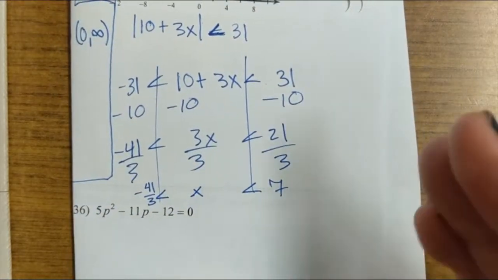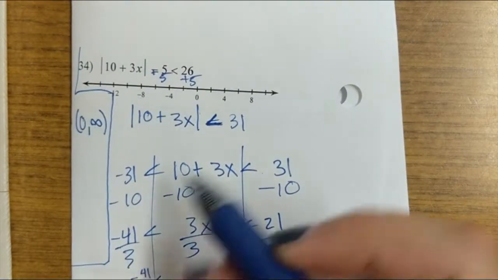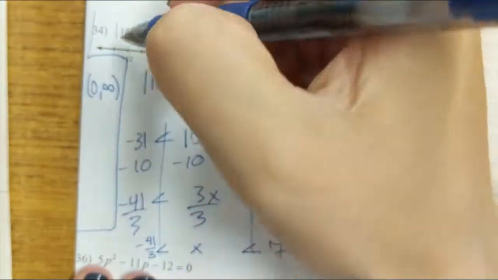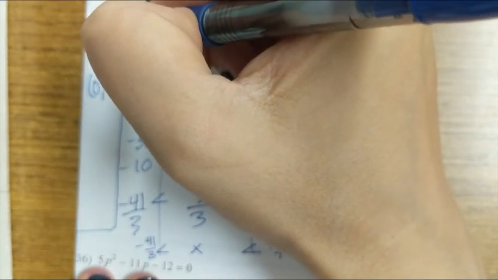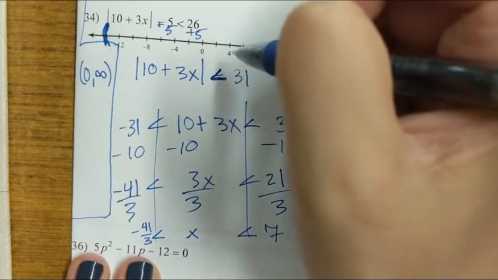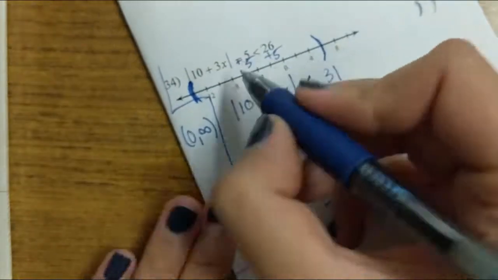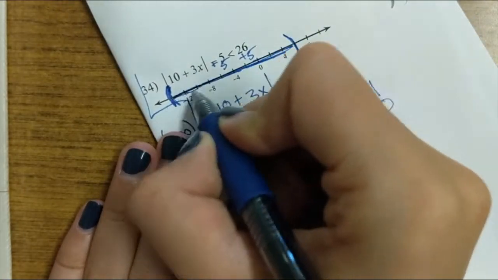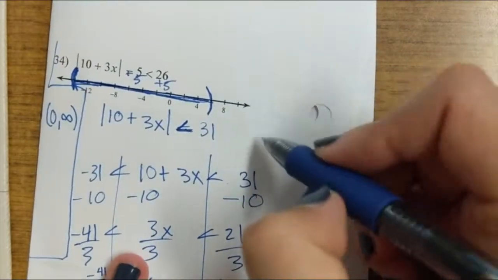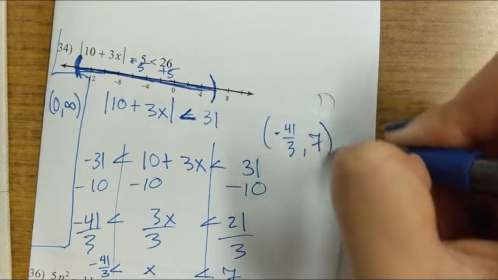All right, both parentheses facing each other, one interval, so 41 over 3 is about 14. So let's go to around negative 14. We'll put the parentheses, again facing each other, so then the 7. And shade between. To write it in interval notation, we just have to write one interval. Negative 41 over 3, comma 7. All right.